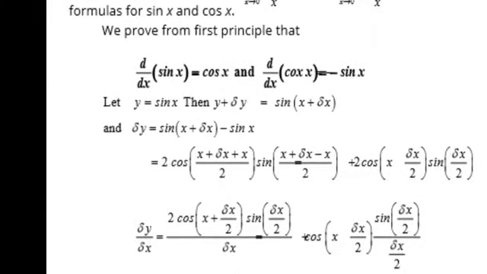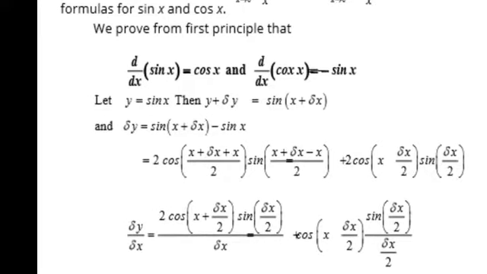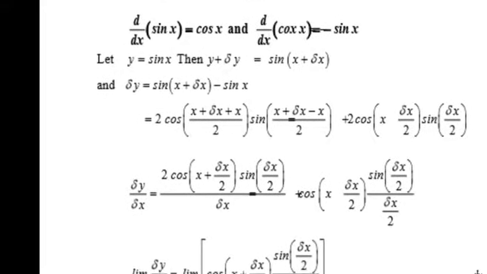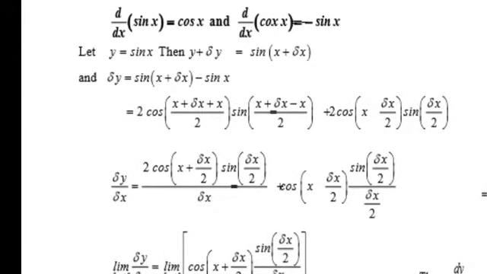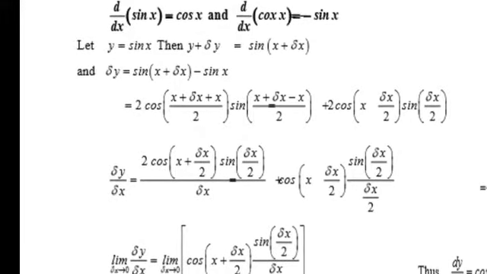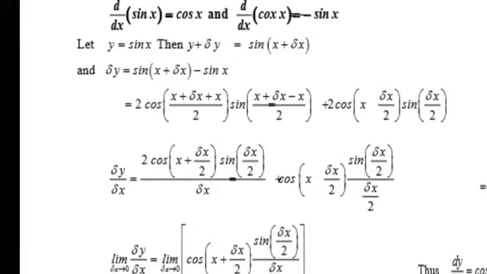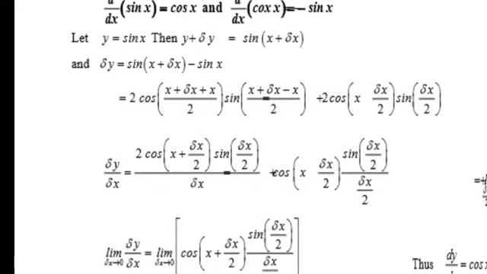by the definition. Let y is equal to sin x. We replace y by y plus delta y and x by x plus delta x. We move y from the left to the right side and put its value sin x. Here we apply the formula sin p minus sin q, which is equal to 2 cos (p plus q) over 2 and sin (p minus q) over 2.